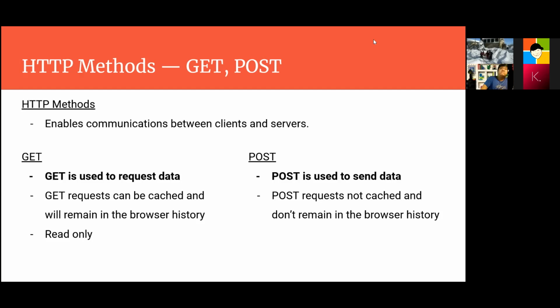There are also a bunch of other methods to request or send data, but the ones we'll mostly be using are just the get and post requests. The get is used to request data from a specified resource, and these requests are cached and they'll remain in your browser history. Because of that, you don't want to use it for sensitive data. Also, it's a read-only function, so it's only used to request data, not to modify or update data.